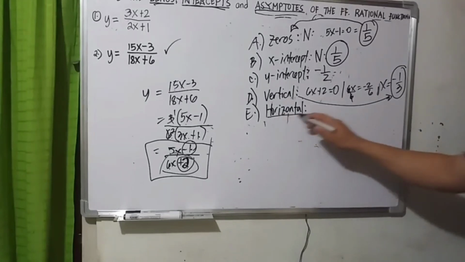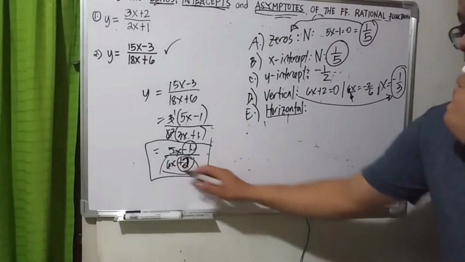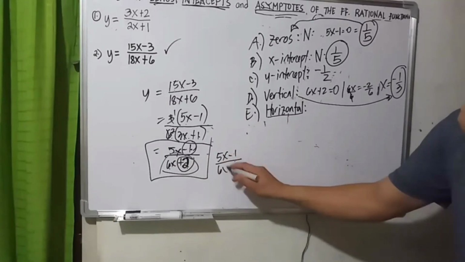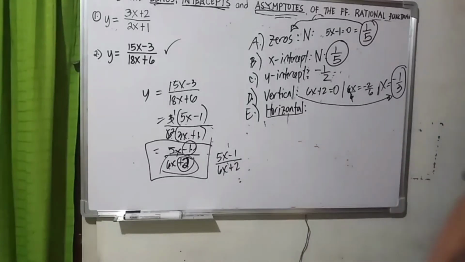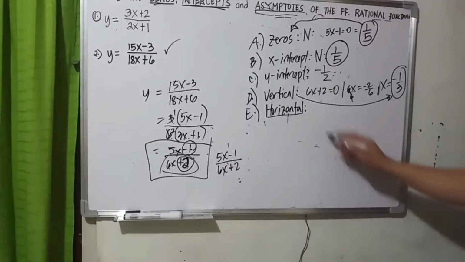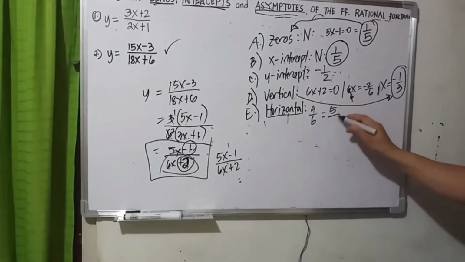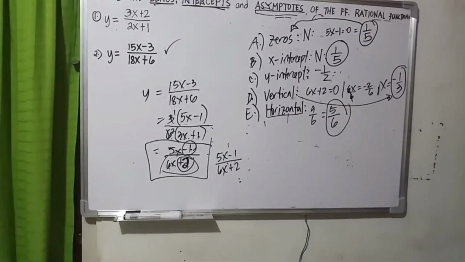Ang horizontal asymptote naman, nakabase tayo sa exponent. So, that is 5x minus 1 over 6x plus 2. Ang exponent, the same, 1 and 1. So, that is a over b, equivalent to 5 over 6. Okay, so that's the final answer.